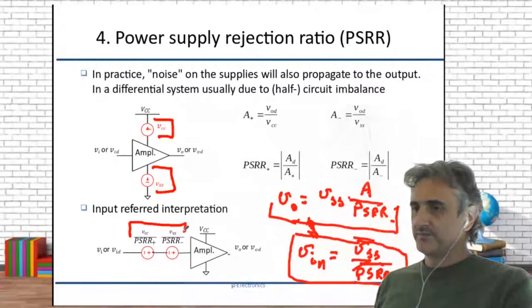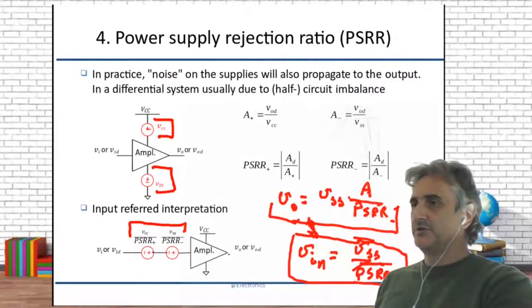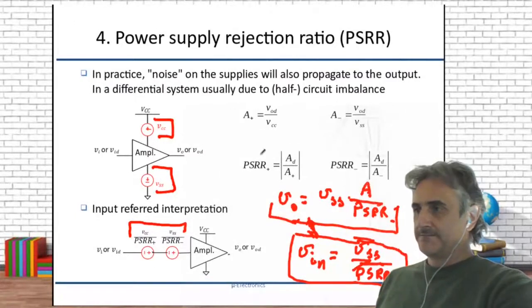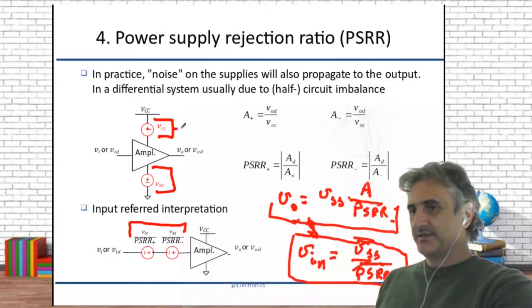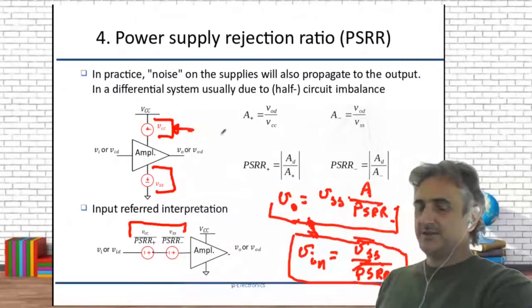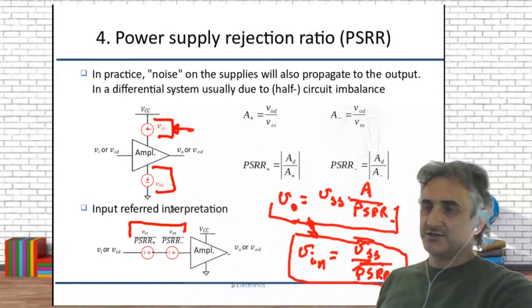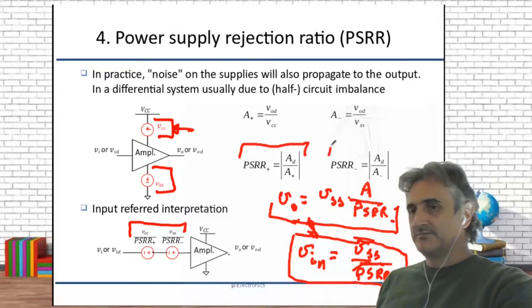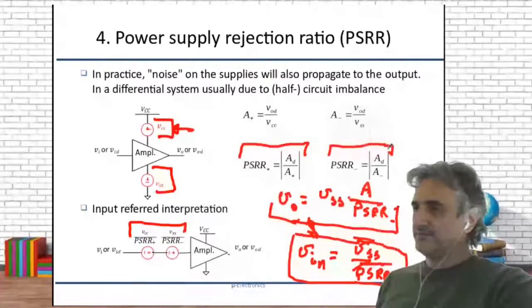Okay? Do you understand that? So we are just saying that the noise at the power supply can be reformulated as noise at the input using these two magnitudes, okay, that are quite complex to calculate analytically.